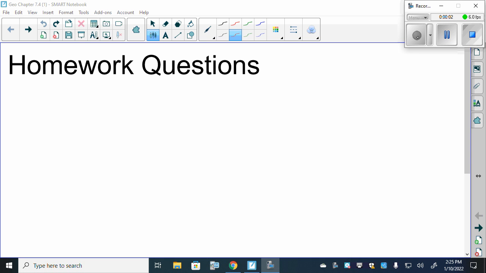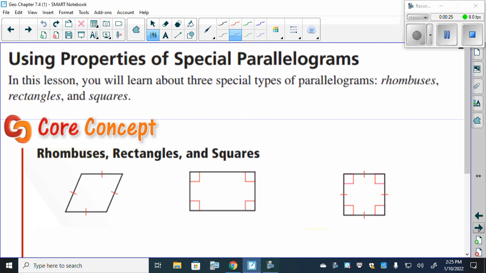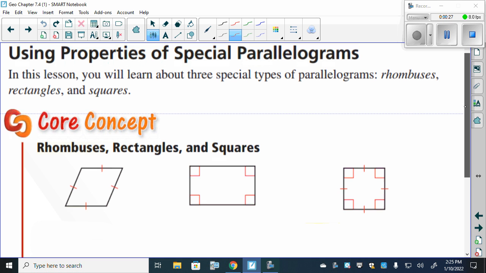All right, guys, are there any questions on the homework assignments? Any questions on the homework assignments? All right, guys, if there's no questions on the homework assignments, let's put the Chromebooks, computers away.